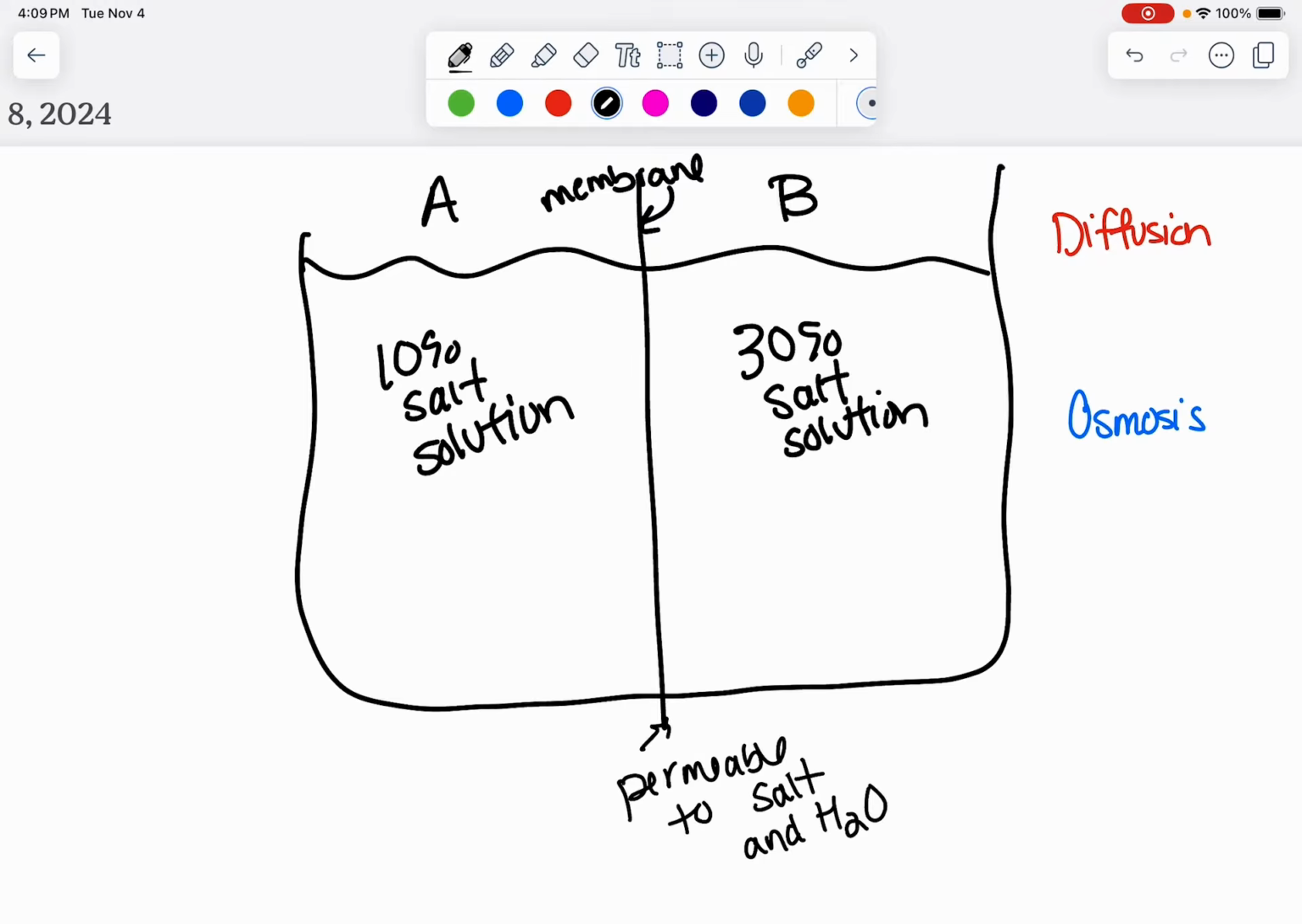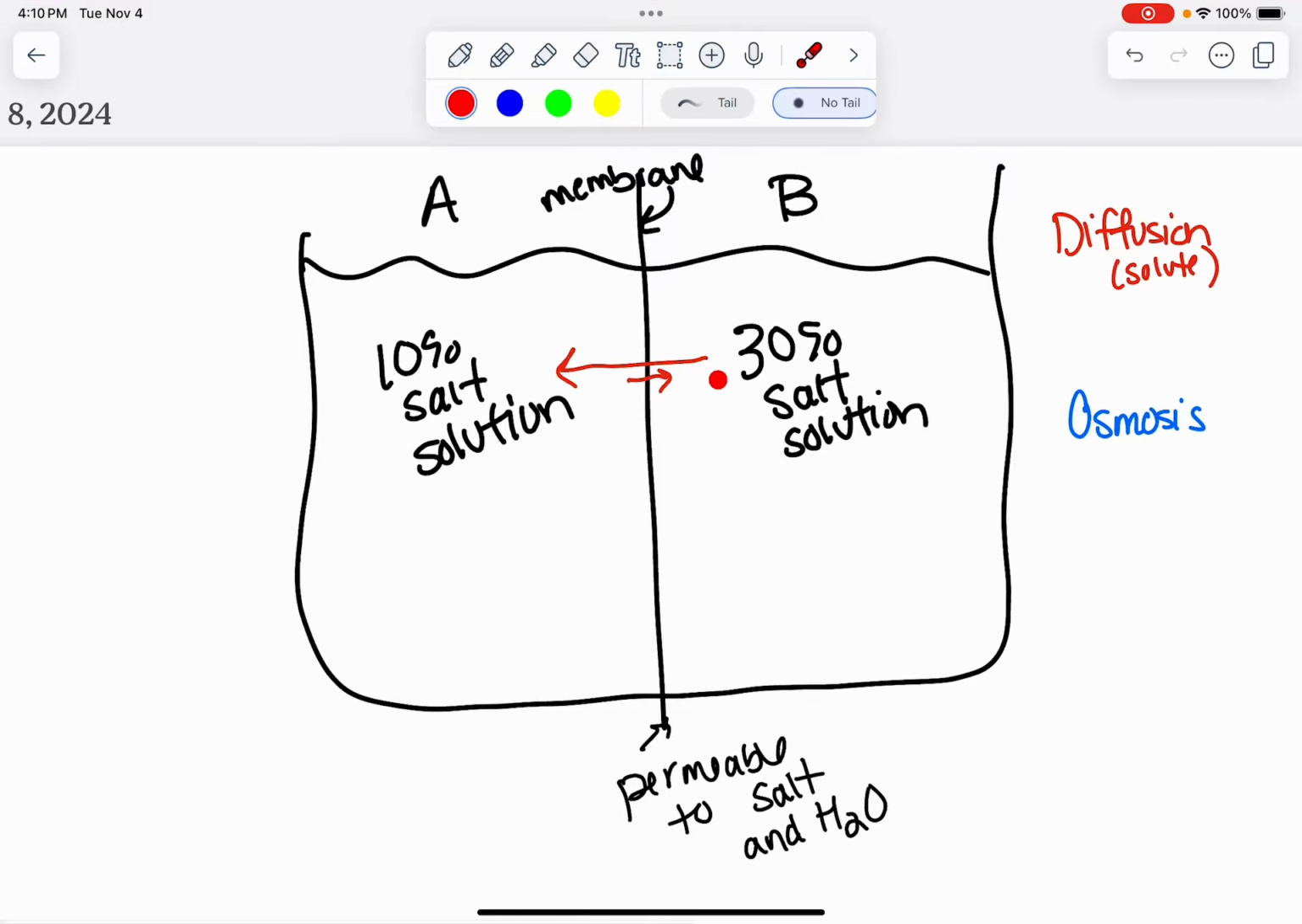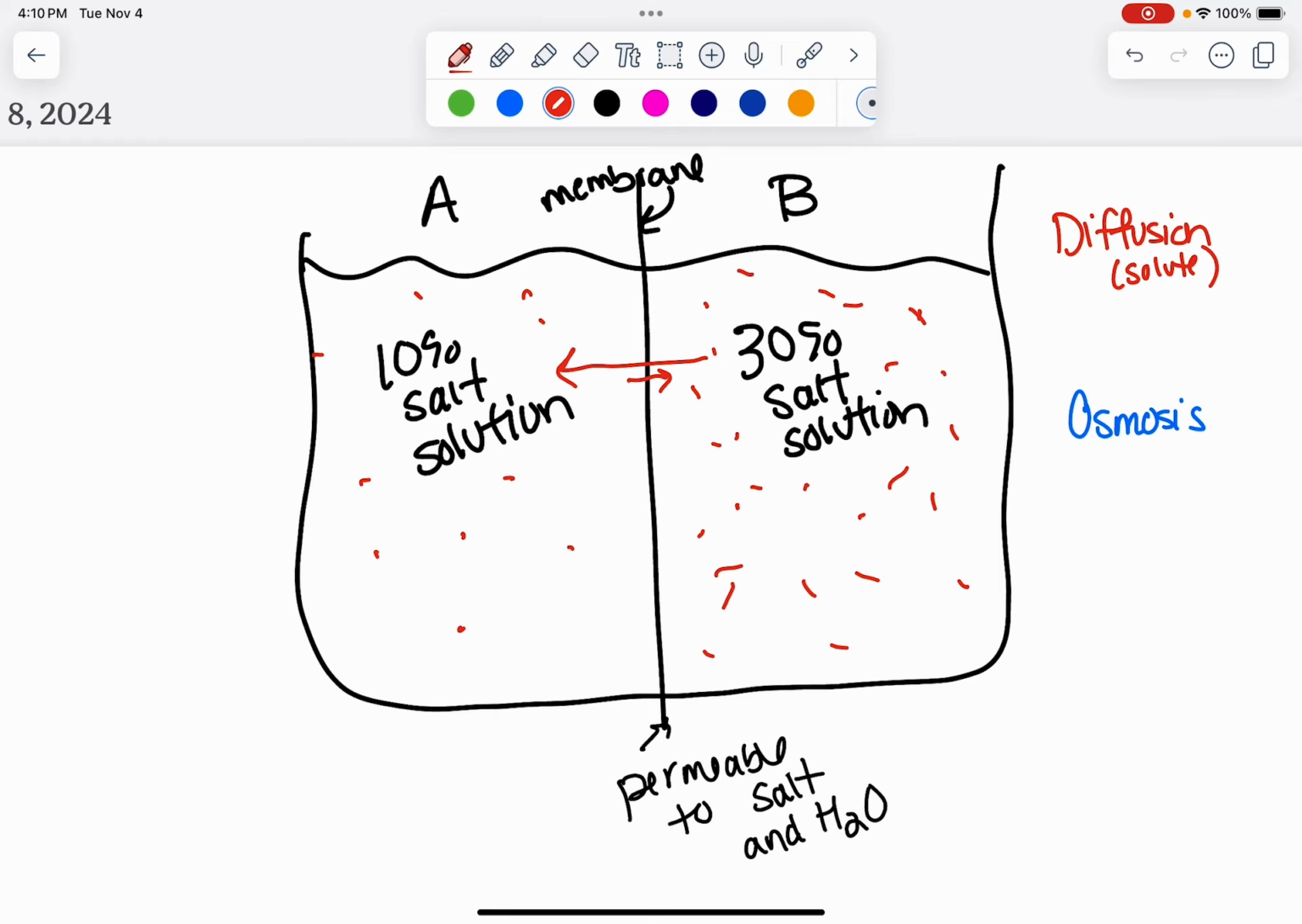So if I asked you to show me diffusion with a red arrow, which way is diffusion going to go? Remember, diffusion is talking about the solute. So I have 30% salt on that side. So my overall movement of salt is going to be going from B to A. And we generally write it like this because some molecules move from A to B. There's salt molecules just over here bouncing around with kinetic energy. There's more here, if those are salt in red.